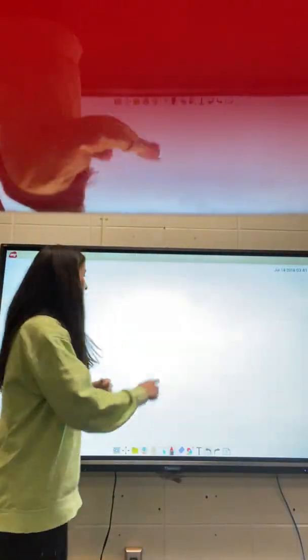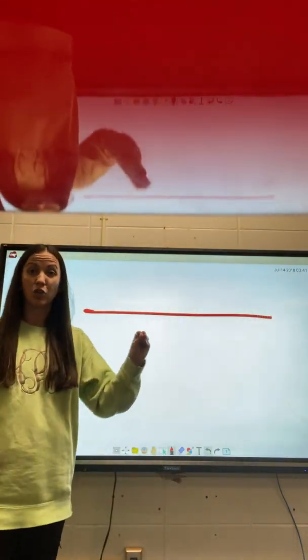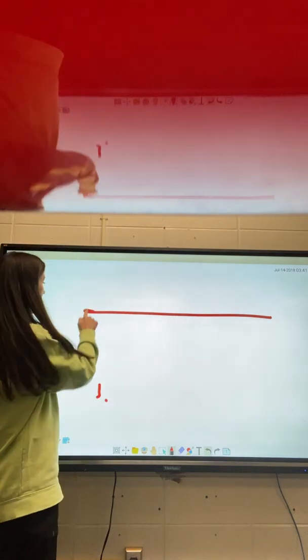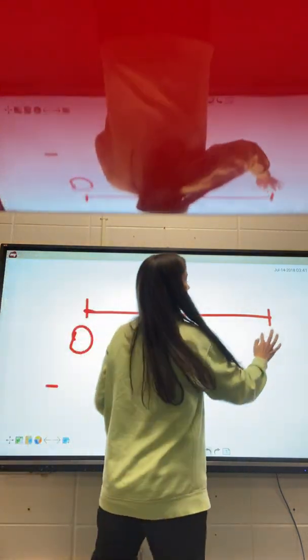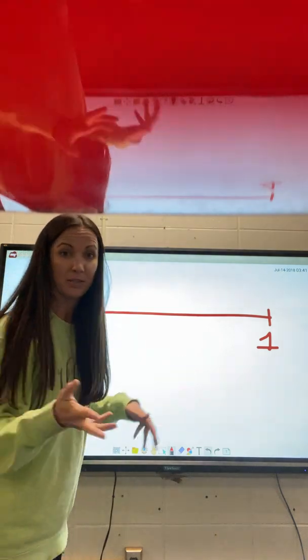I'm sorry guys, I'm having to be real creative here. Okay, let's look here. We're going to draw us a number line. Remember, on our number line, we have a starting point and an ending point. So I'm going to start with 0, and I'm going to end with 1. You can tell I'm writing with my finger. I don't know where the pen has gone to.